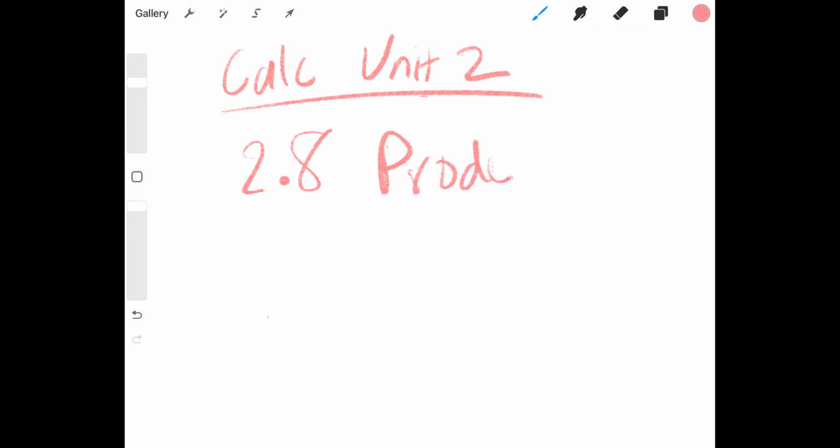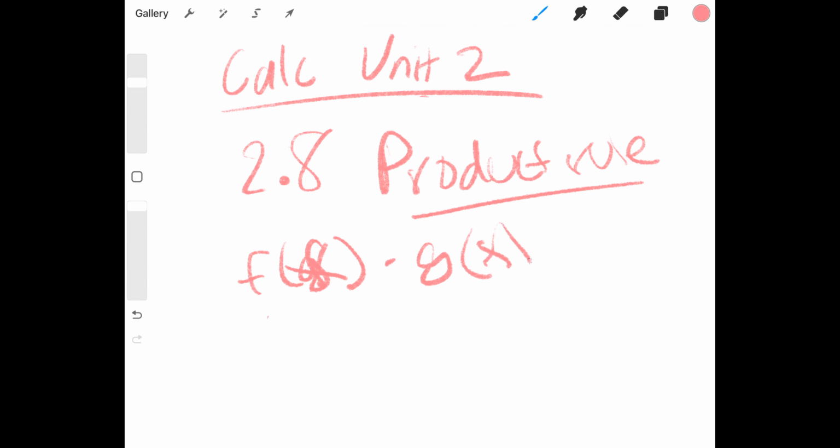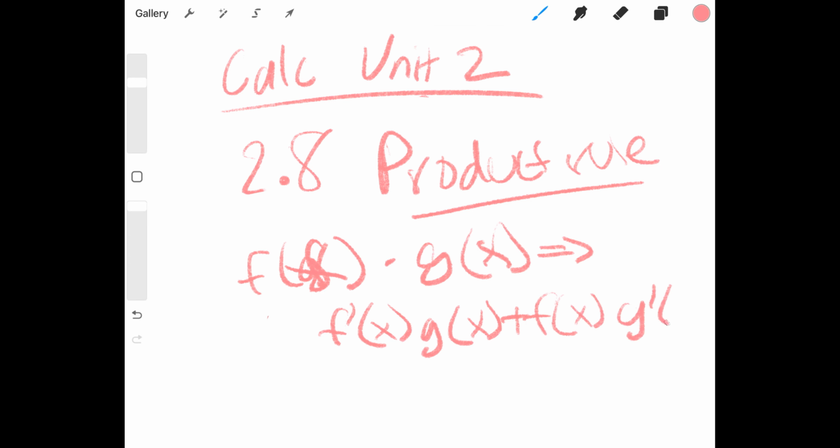2.8 is about the product rule, okay? Basically, if you have two functions that are both differentiable and you multiply them together, like f of x times g of x, the derivative of this product is f prime x times g of x plus f of x times g prime x. For example, x squared times e to the x, the derivative of that is 2x e to the x plus x squared times e to the x.